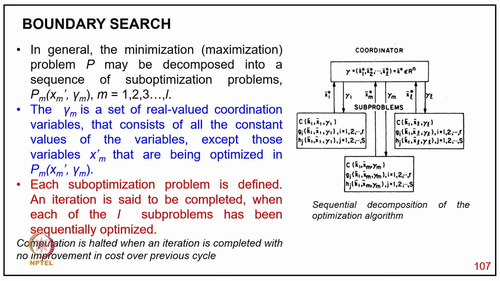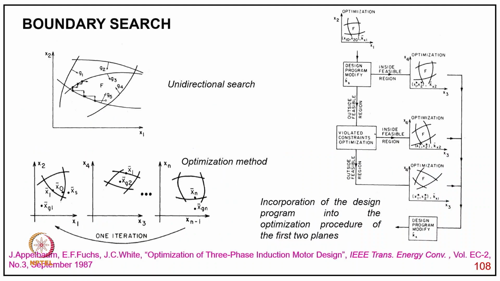So a typical example here is, in general, the minimization of material or maximization of efficiency or another parameter. The problem may be decomposed into a sequence of sub-optimization problems, iteratively, and ym is a set of real-valued coordination variables consisting of all the constant values of variables except those being optimized. Each sub-optimization problem is defined, and an iteration is said to be completed when each sub-problem has been sequentially optimized, and computation is halted when the iteration is completed or no improvement in the cost or objective function is seen over the previous cycle. And a typical example here shows how a unidirectional approach goes, how the iterative optimization process goes, and the incorporation of design into the optimization.